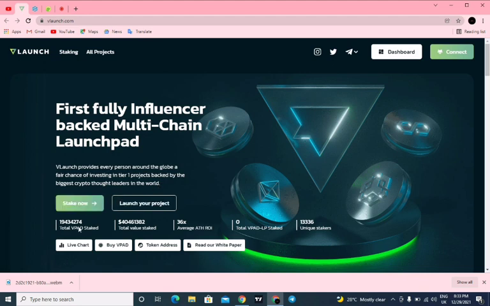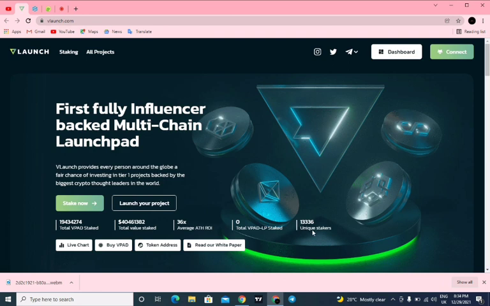So the total Vpad token staked is 19.4 million Vpads, and the total value staked is, okay, $40 million. That has been staked so far on their platform, and the average all-time return of investment is 36x. That's crazy. Seriously, the return of investment is going to decrease with time as a lot of people get to know about it. But for now, if you have this token, the best thing to do is stake it now to earn a massive return of investment.